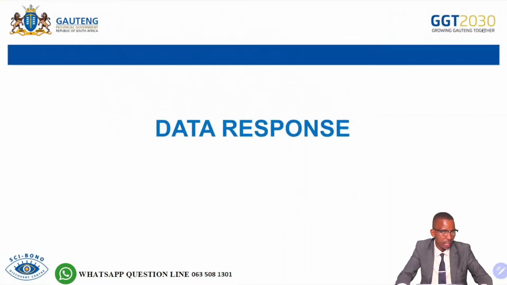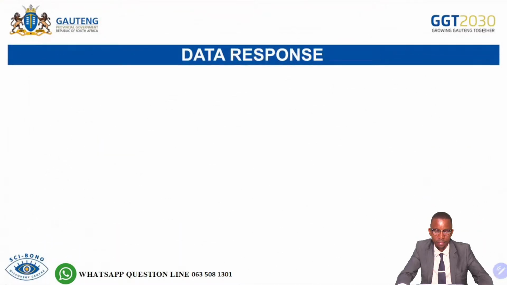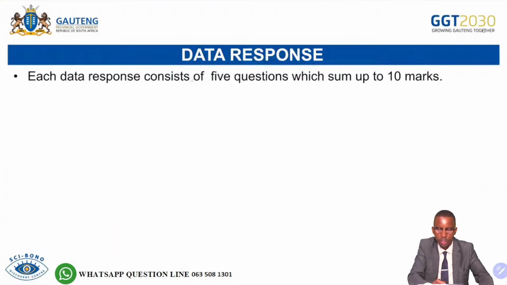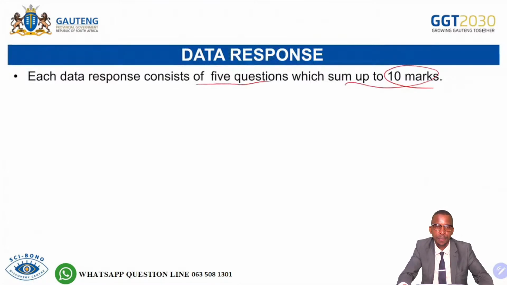Then we move to the data response. That's when you come across the layout of 1, 1, 2, 2, 4. Each data response consists of how many marks? It's 10 marks. Then let's check how you can do things. Each data response consists of 5 questions, which sum up to 10 marks. Given a data response, ensure that you get those 10 marks. Ensure that you answer out of 10 marks, because there is no way you have a data response in this nature of exam having 8 marks. It will be 10 marks.